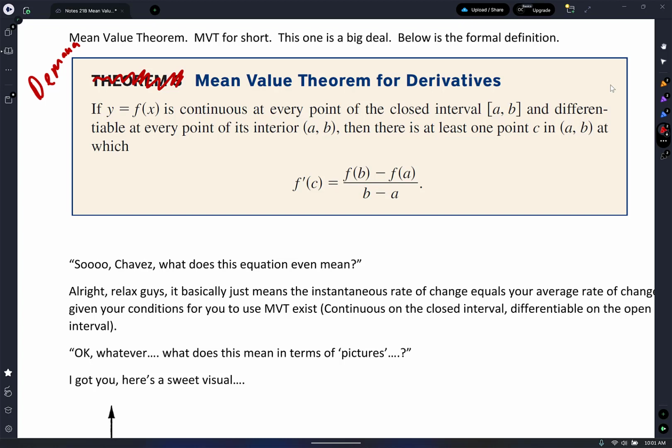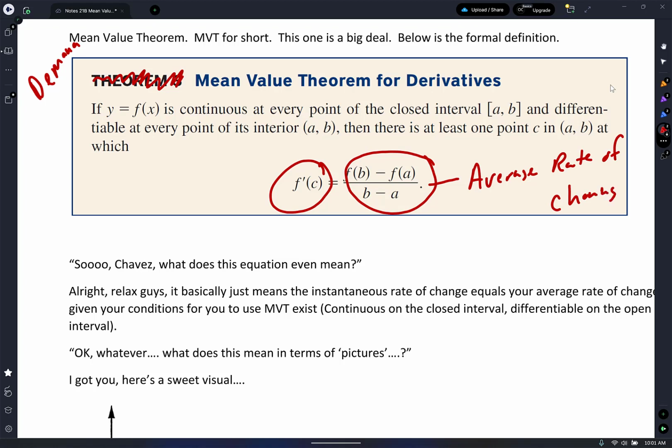If y equals f of x is continuous at every point on the closed interval a to b and differentiable at every point on its interior a to b, there is at least one point c on a to b at which the instantaneous rate of change equals the average rate of change. So that's what this means. This is your average rate of change. This is your instantaneous rate of change.